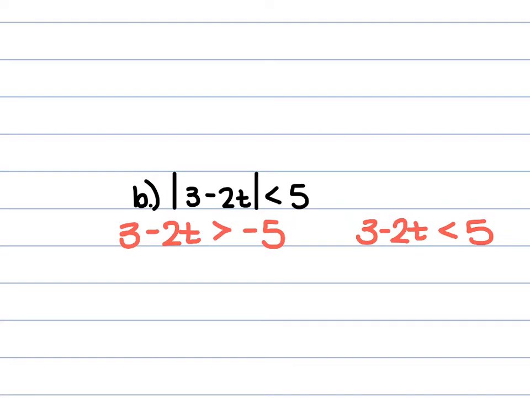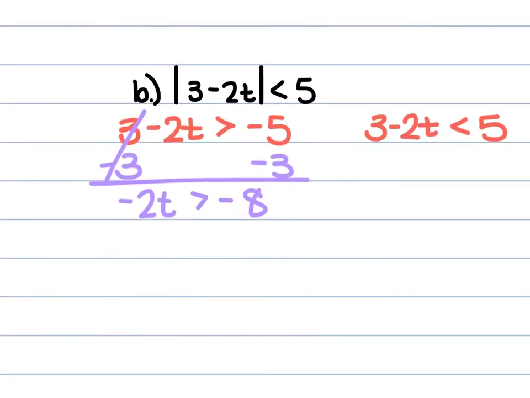So the 3 is going to be what you're moving over first. If I'm working with 3 minus 2t is greater than negative 5, I'm going to subtract the 3 from each side to get negative 2t is greater than negative 8. Now from here, you have to divide each side by that negative 2. Remember, when you're dividing by a negative, you switch the sign. So the negative 2's cancel out. You're left with t, switch the sign, is less than negative 8 divided by negative 2, which is a positive 4.